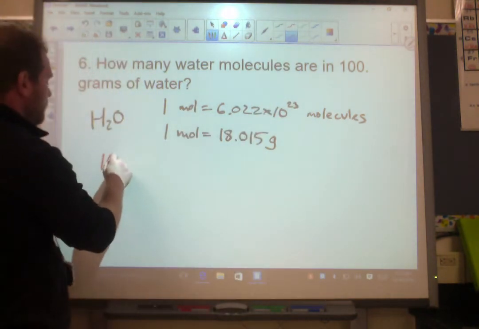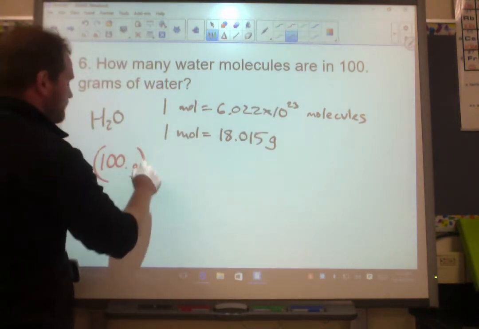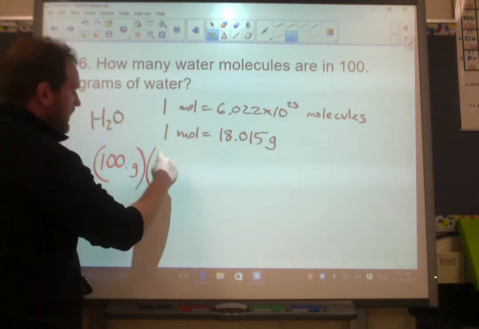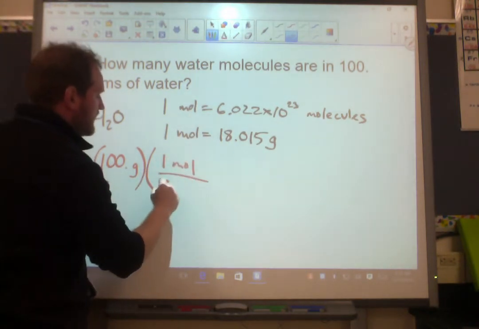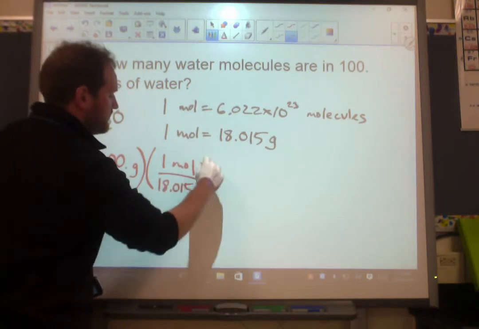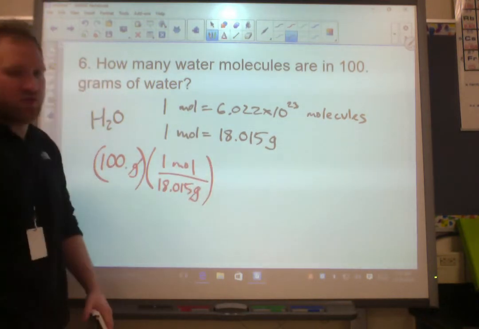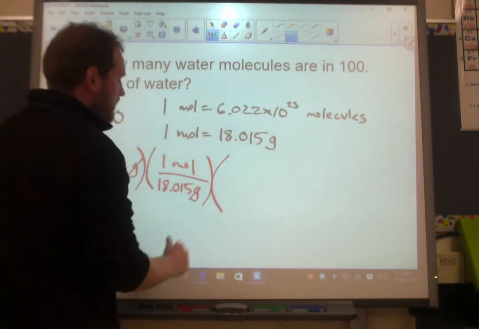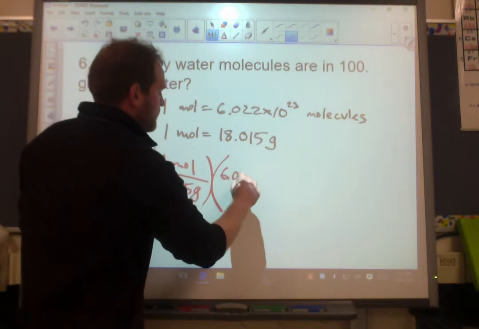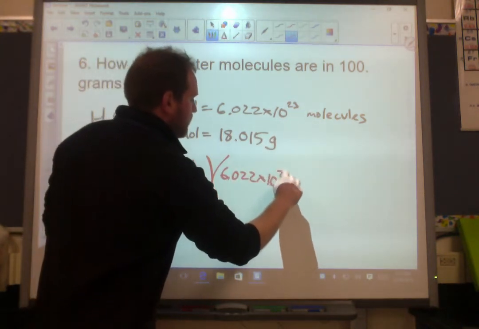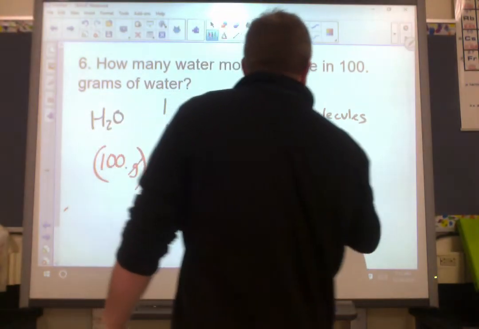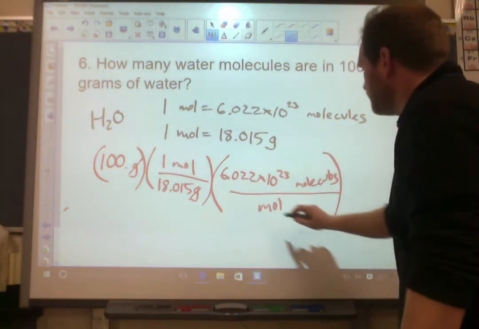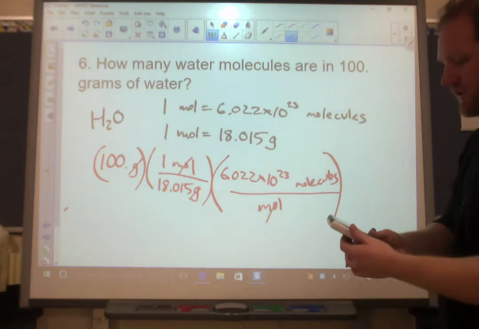So we're starting with 100 grams of water. We need to take this into moles. Moles is the middleman, so times 1 mole over 18.015 grams. Gram cancels gram, that gets us moles. Now that we're in moles, we can see how many molecules of water that is. So, times 6.022 times 10 to the 23rd molecules per mole. Mole cancels mole. Let's see what we get.